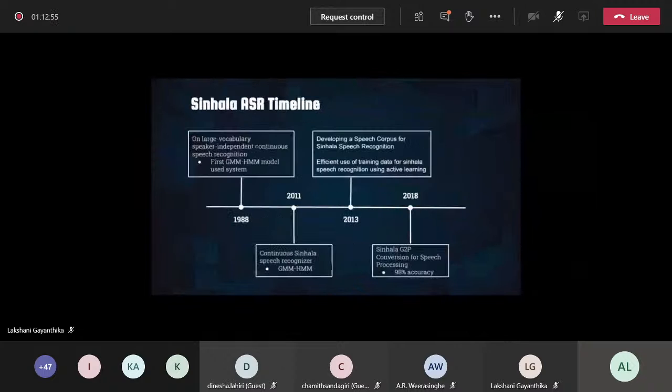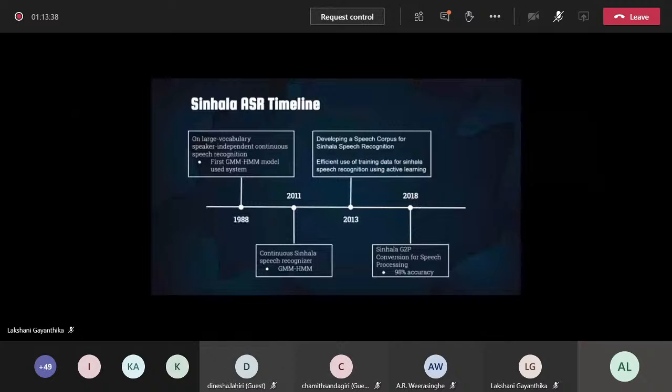In 1988, the first GMM-HMM model system was created for the English language. After 23 years, the first continuous single speech recognizer was created using utterances of a single speaker, but its performance dropped when identifying utterances of another speaker. That research opened the doorway for single speech recognition to create the speech corpus and pronunciation models, which was done in 2013 and 2018 respectively.